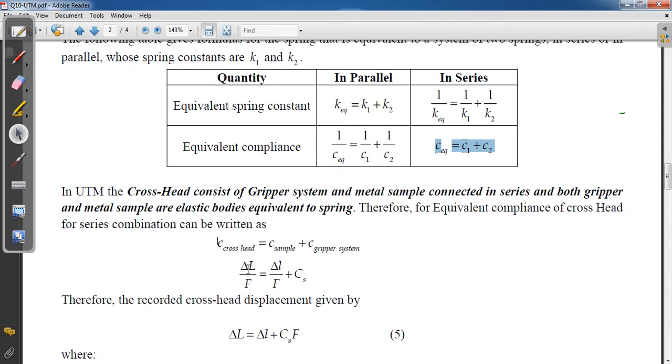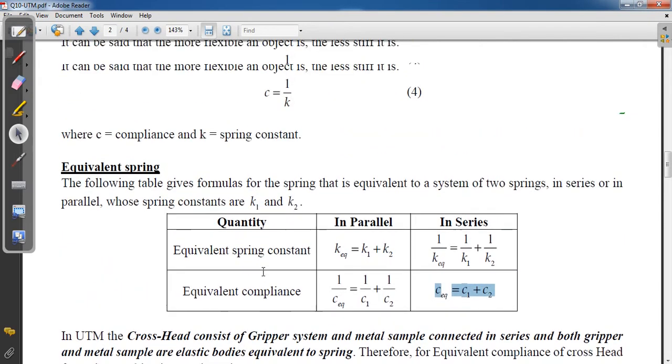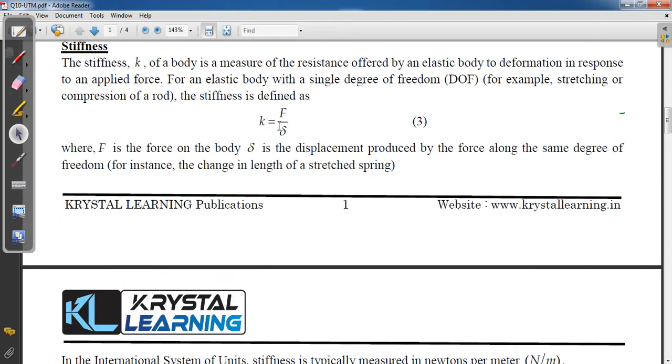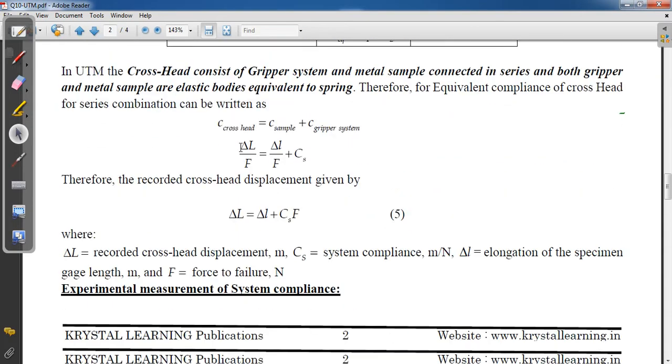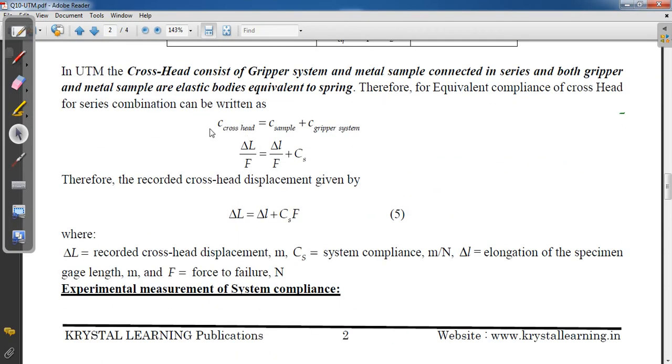So crosshead compliance is given by delta L by F, because it is the opposite of stiffness. Stiffness is given by F by delta. Then compliance will be given by delta by F, or change in length. So the change in total length by crosshead movement divided by failure load equals delta L of sample divided by failure load plus CS, that is compliance directly, because here the gripper system compliance is given. Multiplying with F on both sides, delta L equals small delta L plus CS into F. This is the main formula we will be needing to solve this problem. So this is the derivation.